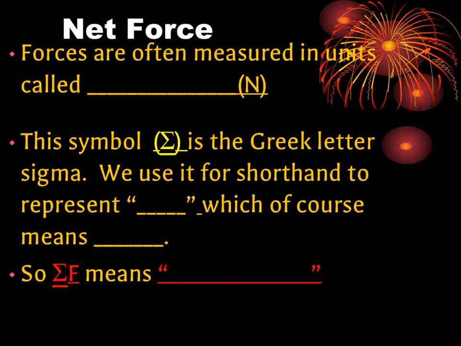Now we know a force is a push or a pull on an object, and we measure that force at any time in a unit called newtons. Of course, after Sir Isaac Newton, who discovered gravity, right, came up with the formula for gravity. And like I mentioned, we're going to use the symbol sigma. It's kind of like a sideways M, or a really pointy capital E. But that is a shorthand representation of the word sum. And of course, in math, we know sum means total.